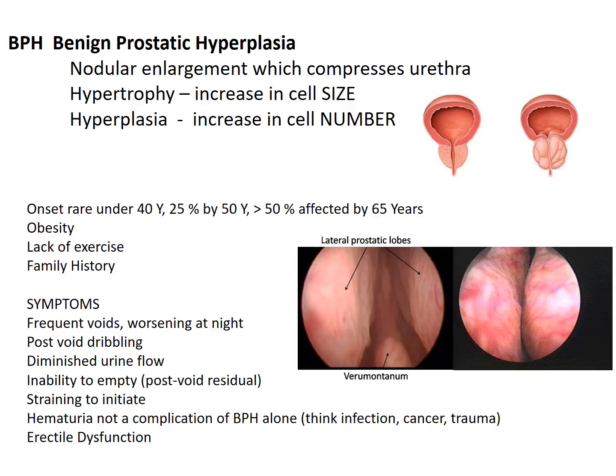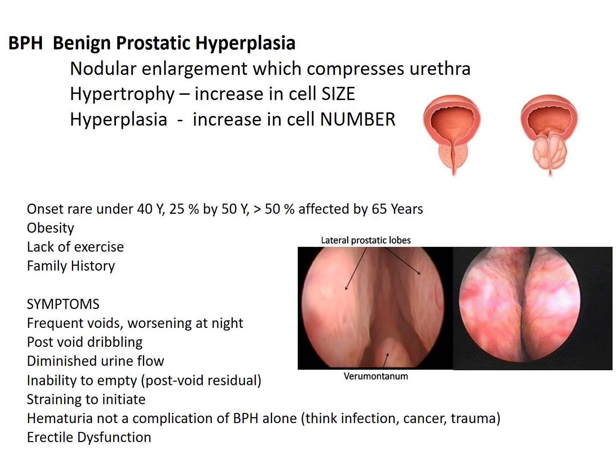So it's called hyperplasia. Hypertrophy means increase in cell size. Hyperplasia means increase in cell number. So in BPH, you're getting growth of the prostate due to increasing growth in the cell number. Some men as young as 30 can be affected by BPH, but in general, it's relatively rare under the age of 40. About 25% of men by the time they hit 50 will have some element of this, and almost all, or more than 50% over the age of 65 will have some element of BPH.